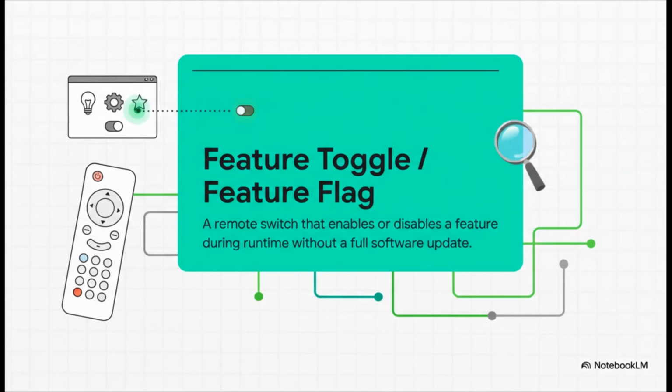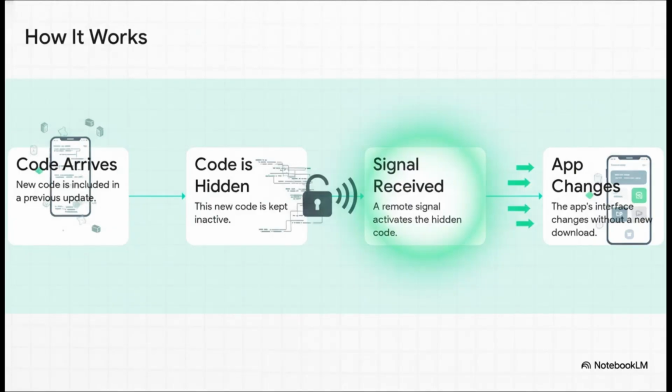So how do they do this? It's done with something called a feature toggle or a feature flag. It's basically a remote control for the app on your phone. The developers can send a tiny signal to flip a switch that turns parts of your app on or off, long after you've already downloaded it. Let's walk through how this actually works.